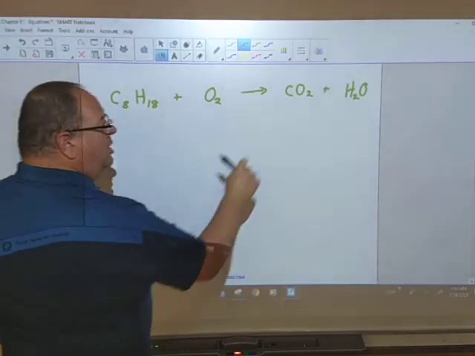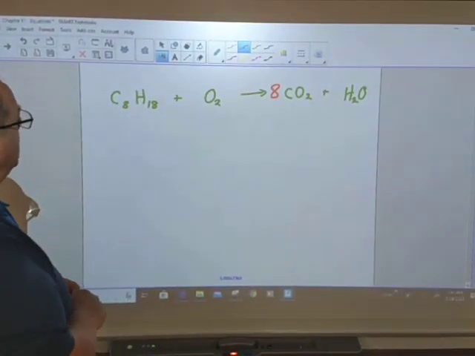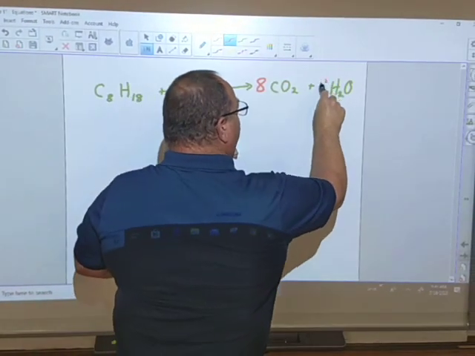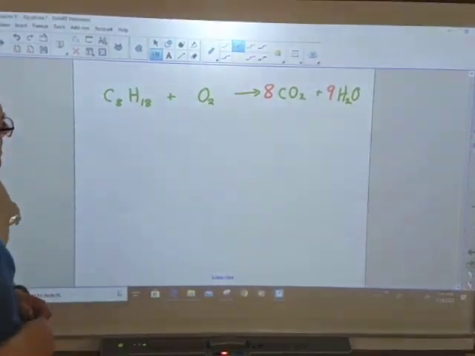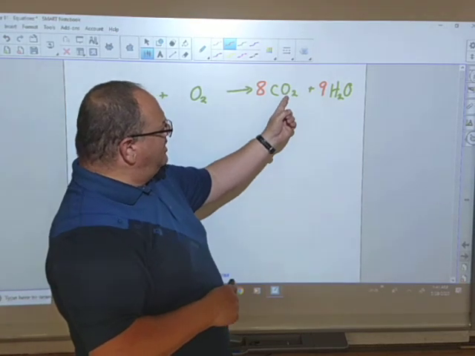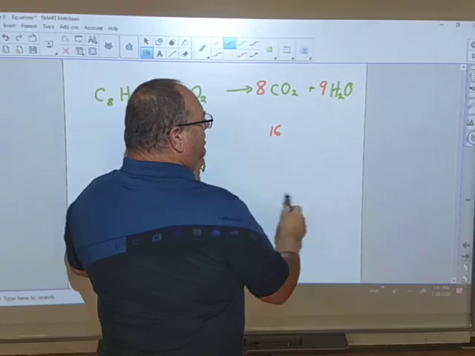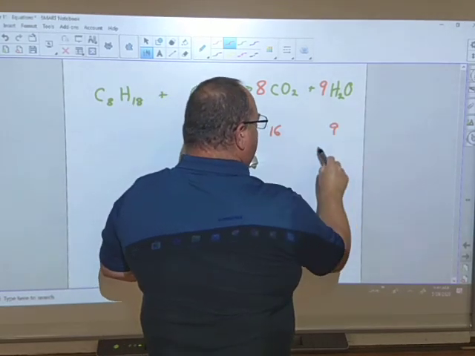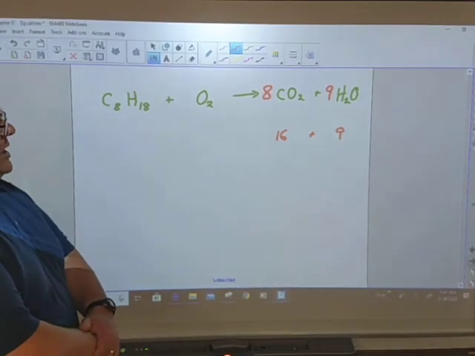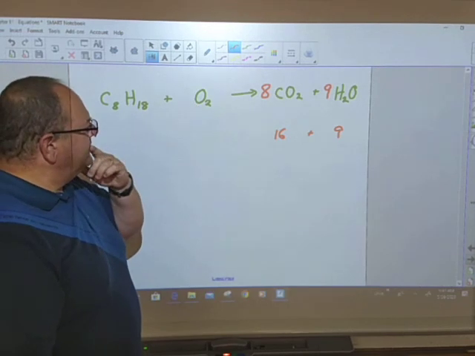8 carbons, 1 carbon. I'll put an 8. 18 hydrogens, 2 hydrogens. So I think I'm going to try a 9. That would be 18, right? 2 oxygen. Right here I got 2 times 8 is 16 oxygen. I'm going to give myself a little reminder. And I got 1 times 9 is 9. And 16 plus 9 is 25. No matter what I do, I can't get 25 out of that. Not with a whole number.